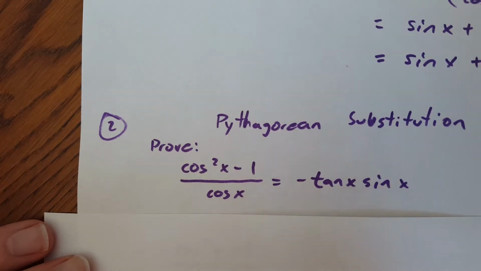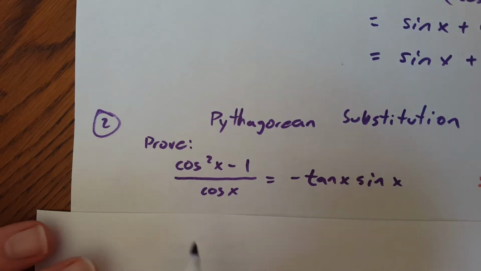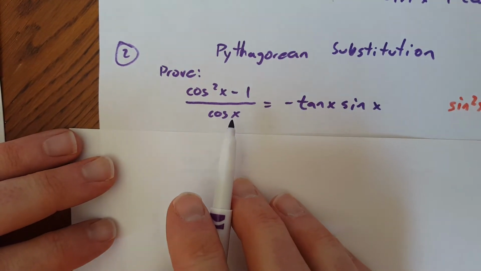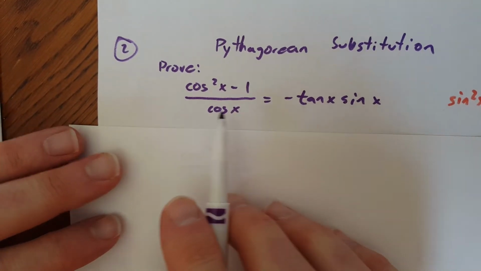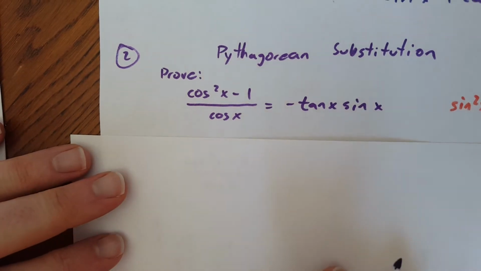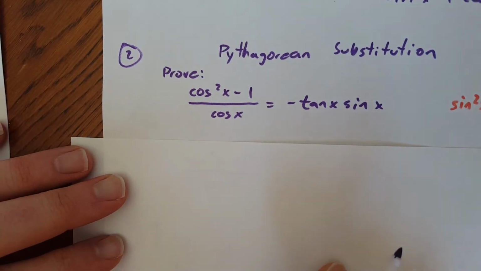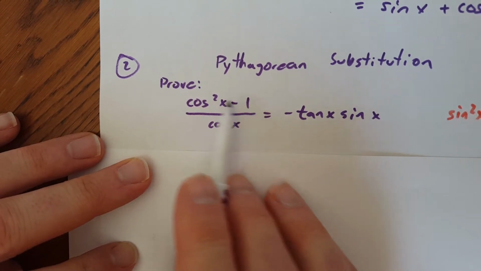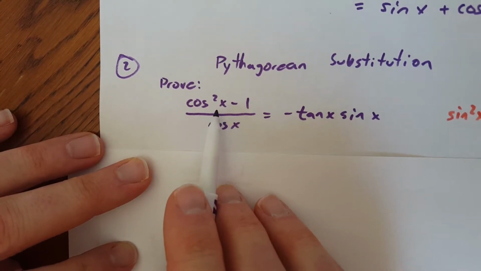All right, for the second example of proofs involving trigonometry here, we're going to have one that involves Pythagorean substitution. We talked about that the other day, that there's a set of 3 Pythagorean identities that we're going to use to solve this. Now, we see here that it's cosine squared on the top.